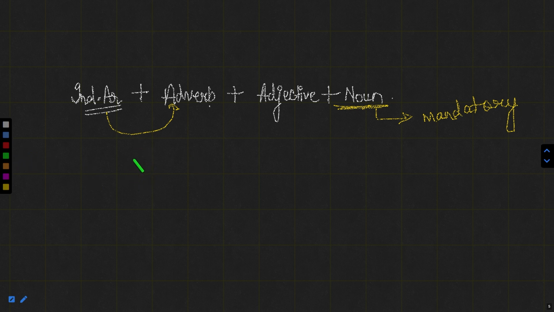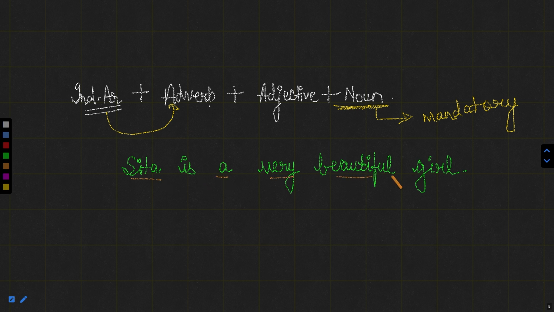If I say, Sita is a very beautiful girl. Okay, this is a sentence. Sita is a very beautiful girl. Now we can have various combinations of this same sentence. Here it is written, Sita is a very beautiful girl.